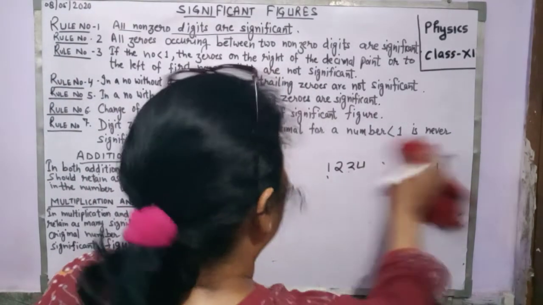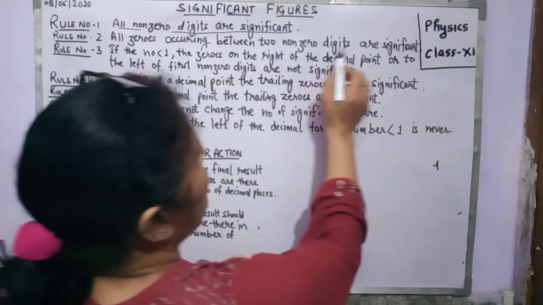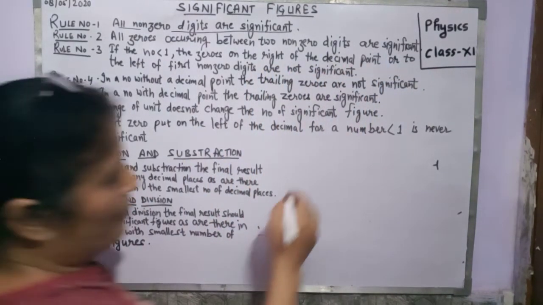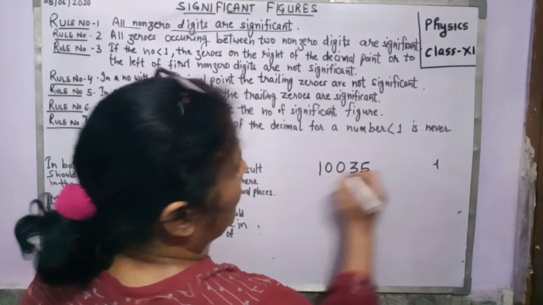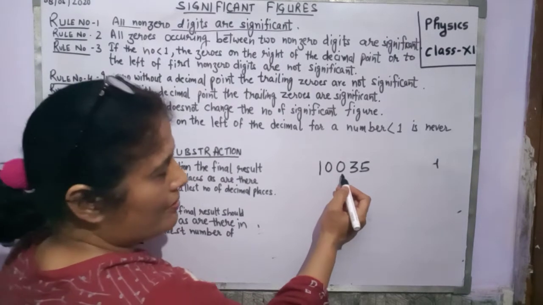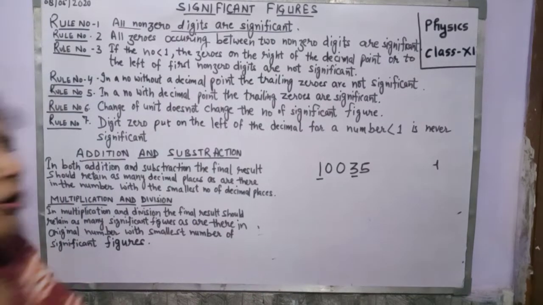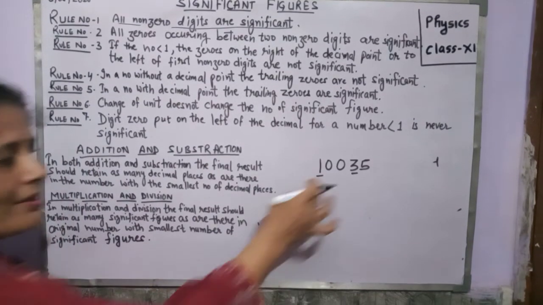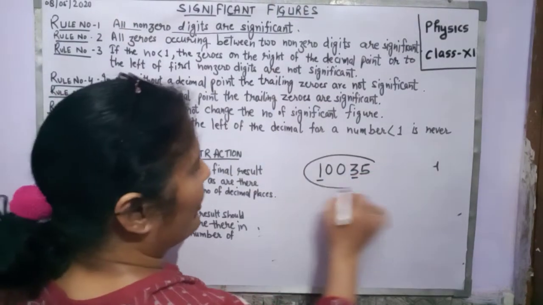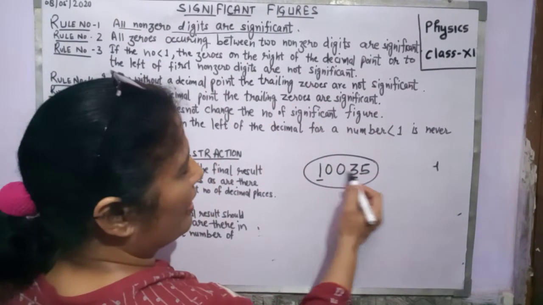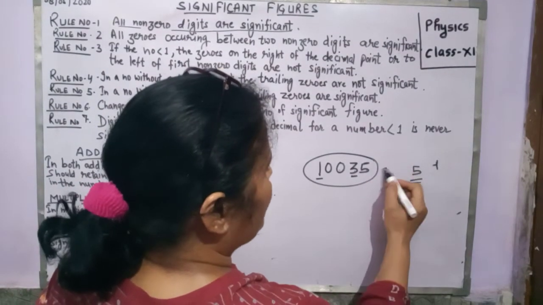Now the second rule is all zeros occurring between two non-zero digits are significant. Suppose I am writing here 10035. These two zeros occur between 1 and 3, which are non-zero digits. Then these zeros are also significant. Then how many significant figures does this number have? 1, 2, 3, 4, 5. The number of significant figures is 5.